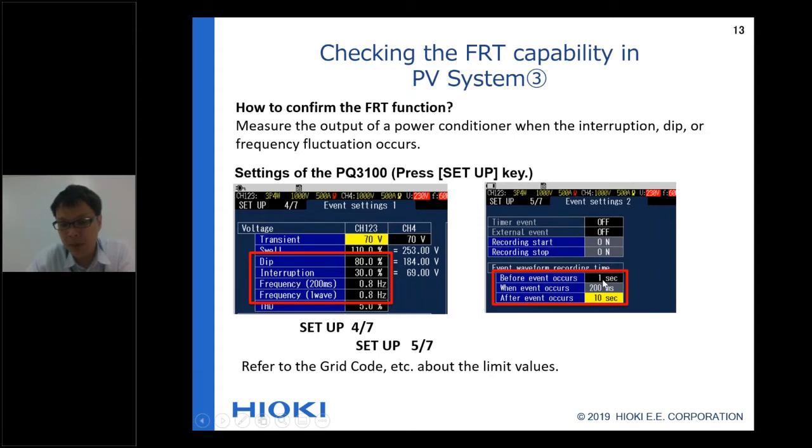Before the event occurs, 1 sec. When the event occurs, 200 sec. After the event occurs, 10 sec. That's all. So this is how to measure FRT using our PQ700.